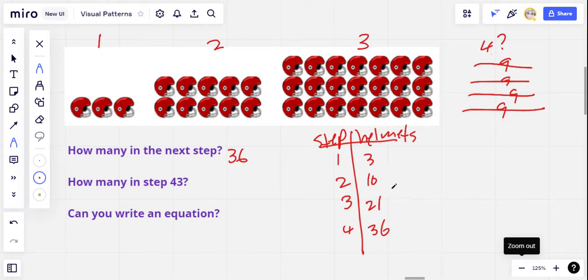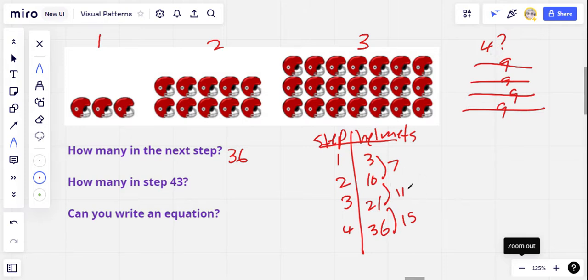Once you've got your numbers laid out in a chart like this, the next step in trying to understand what's going on in a pattern is looking at the difference between steps. So this is how much it changes by. 10 minus 3 is 7. 21 minus 10 is 11. And 36 minus 21 is 15. So this set of differences, it's not constant. The amount it changes by changes in every step. So this is not a linear pattern.